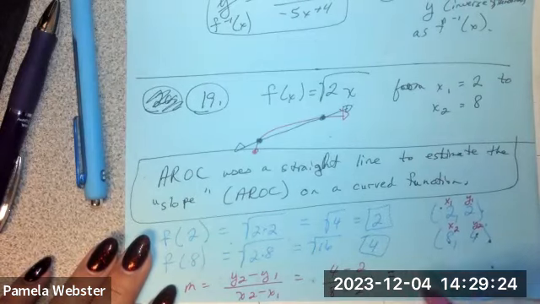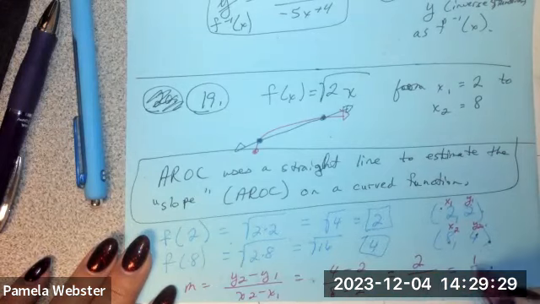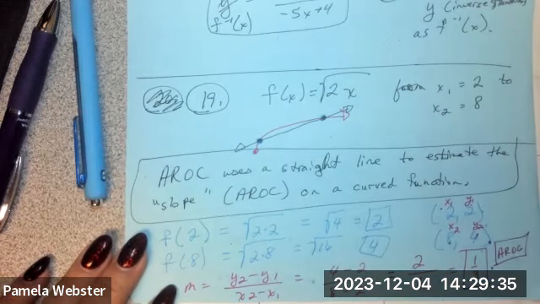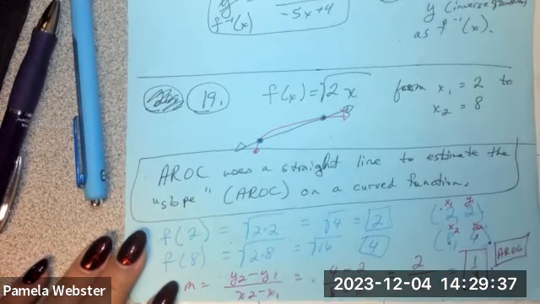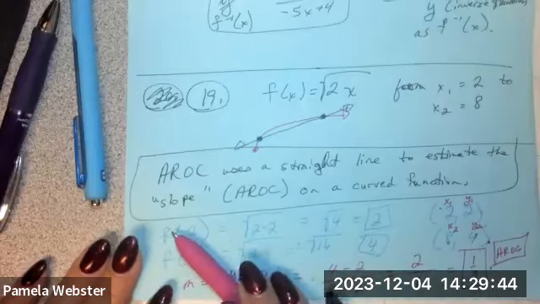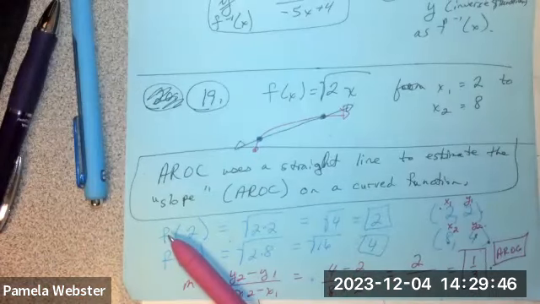4 minus 2 is 2. 8 minus 2 is 6. 2 over 6 is 1/3. There's my average rate of change. Done. It is the slope of the secant line, and we're going to use that to approximate the average rate of change on that curve. So that is the basics of what's going on here for test 1.